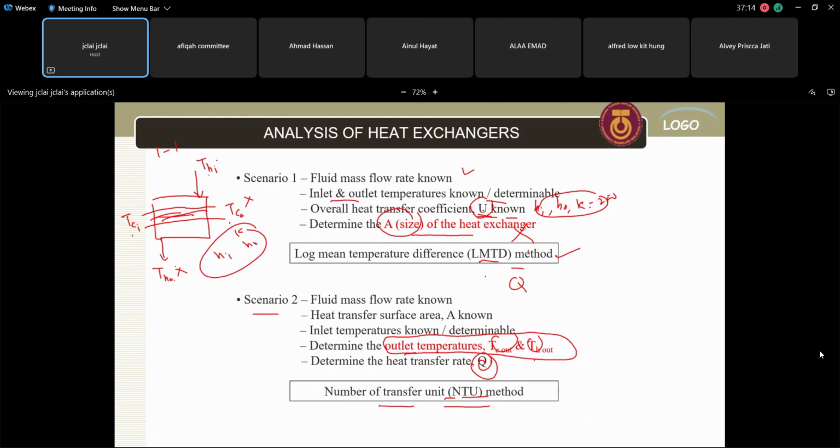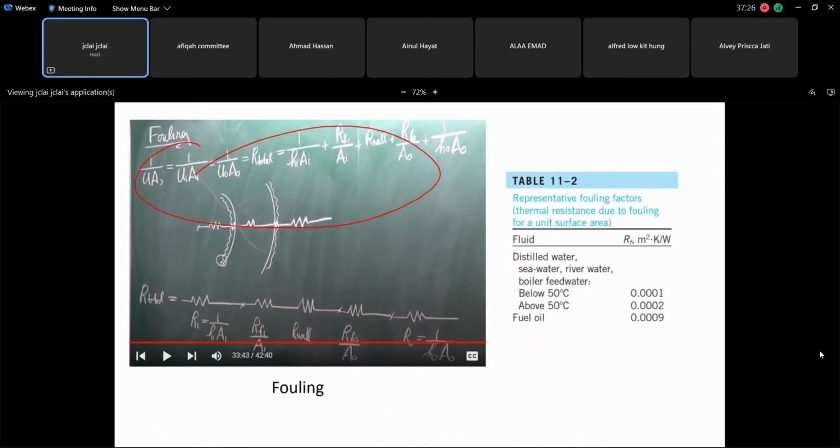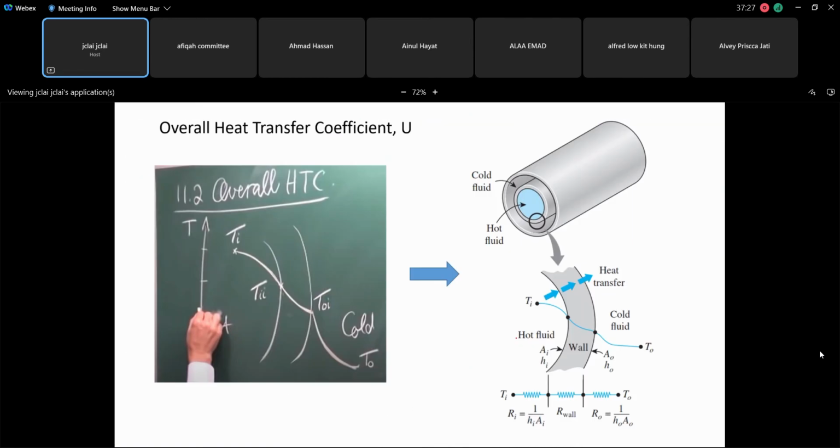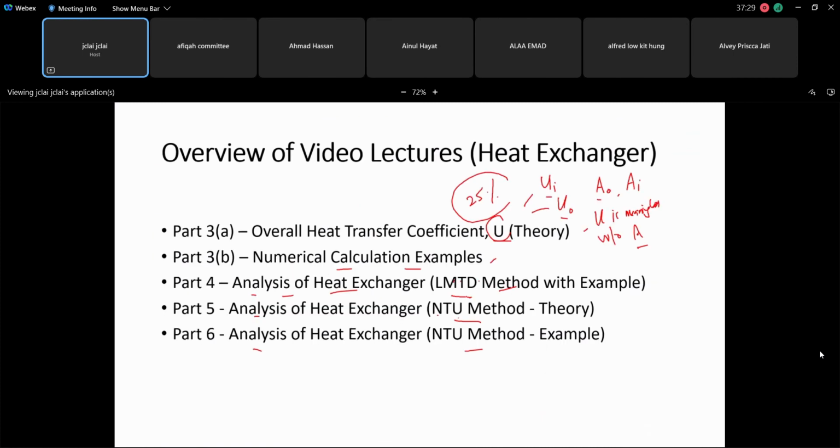Okay, so I want you to go through the lectures and learn how to use the LMTD method, and how to use the NTU method to solve the problem. So after going through all this lecture, we can say this topic is done already.